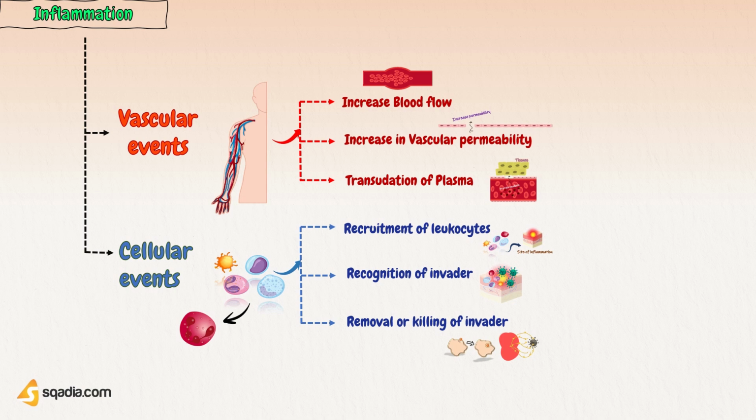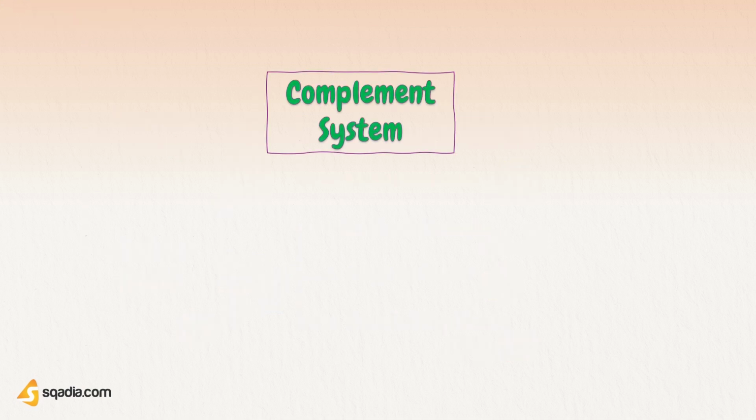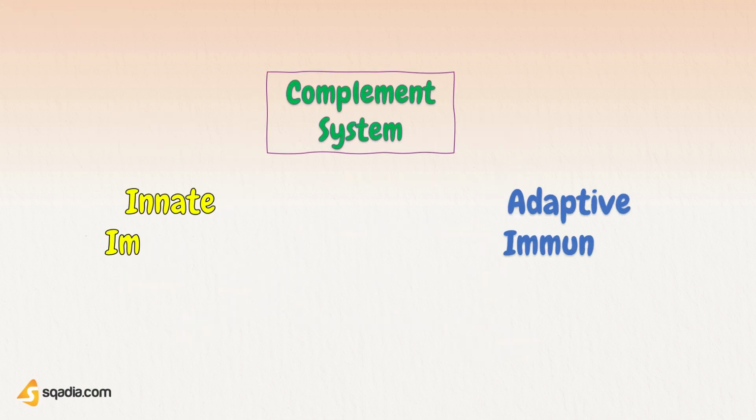Moving on, we have mentioned complement proteins and the complement system several times. Let's get into it in some detail. The complement system is a part of the innate immune response, but it acts as a bridge between the innate and acquired immune response, as one of the pathways of activation is antibody-dependent.